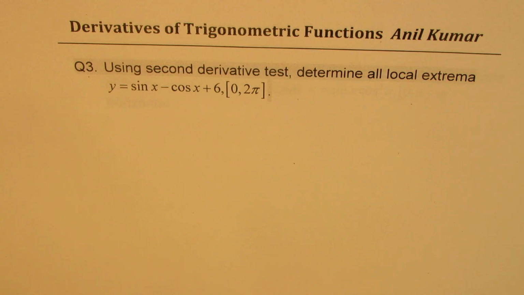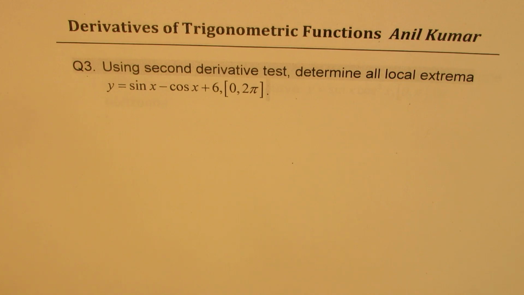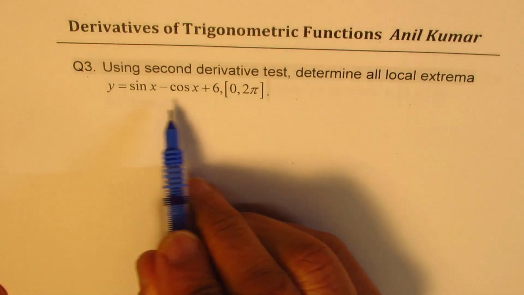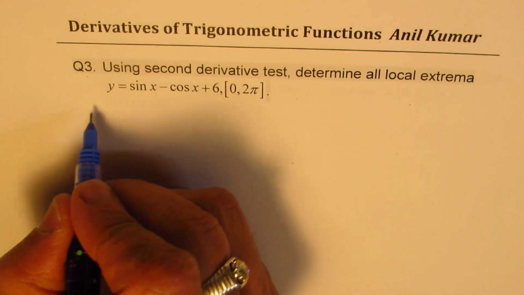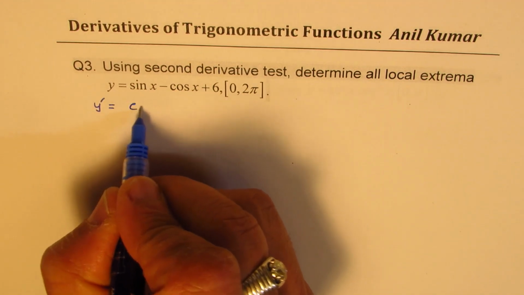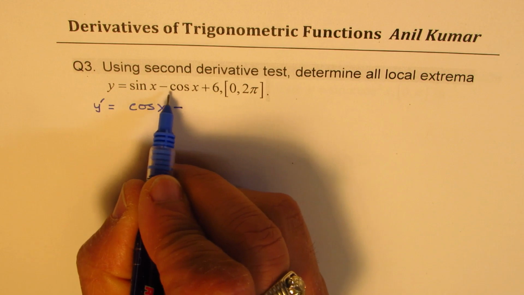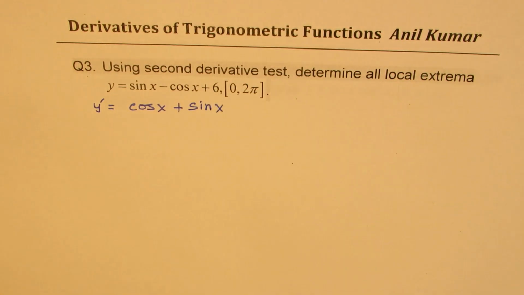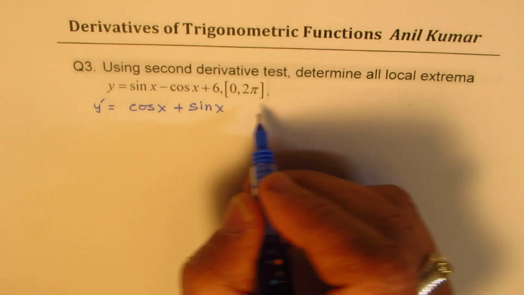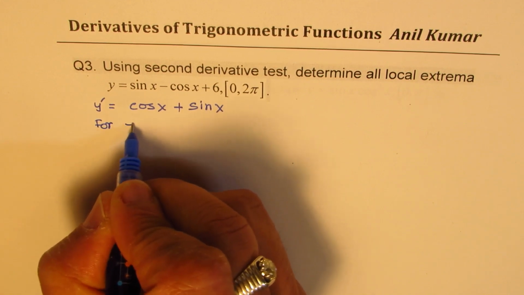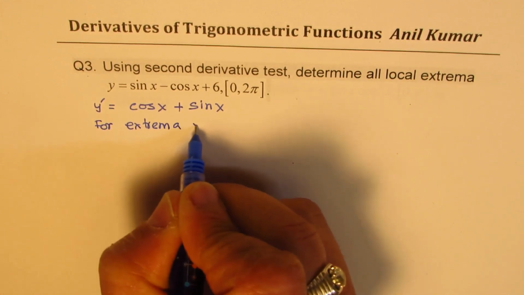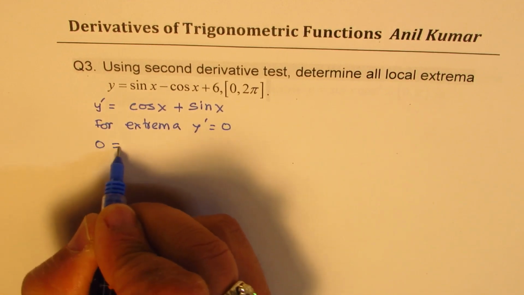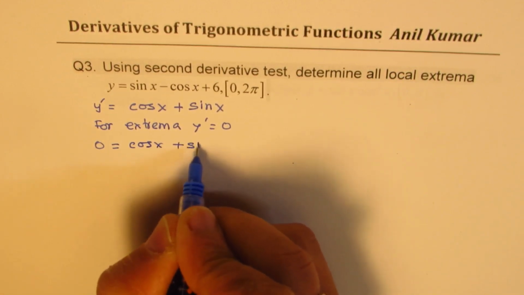Here is question number 3. Now we need to use the second derivative test and determine all local extremas. So local extremas means what? We have to equate the first derivative to 0, right? So the first derivative for this function will be cos x minus, now cos x derivative is minus sine x, so let me write this as plus sine x. Derivative of 6 is 0. Now for extrema, what should we do? We have to equate the derivative to 0. So we get 0 equals to cos x plus sine x.